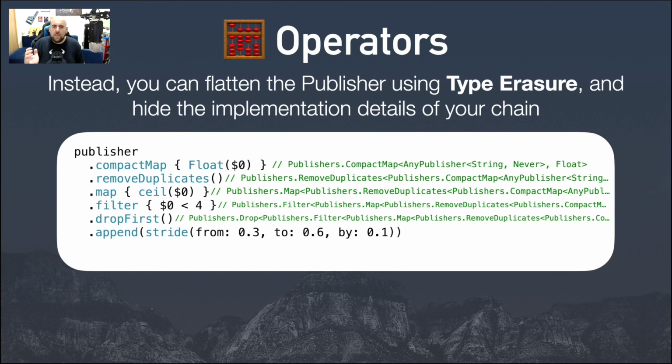Luckily, we have something that comes with Combine that lets us erase all that information. And that's called eraseToAnyPublisher. Once you use eraseToAnyPublisher, it's going to remove all of that information and return a regular AnyPublisher with the final output and failure types. In this case, just an AnyPublisher of Float and Never, which is something nice and compact that we can return in our methods without exposing any of the information we want to keep to ourselves.